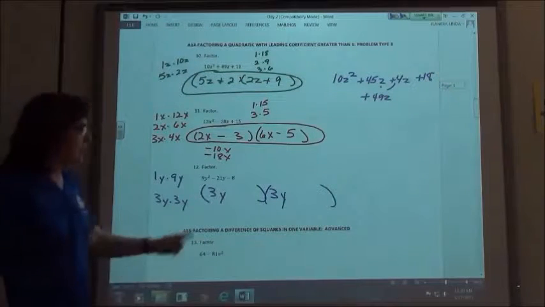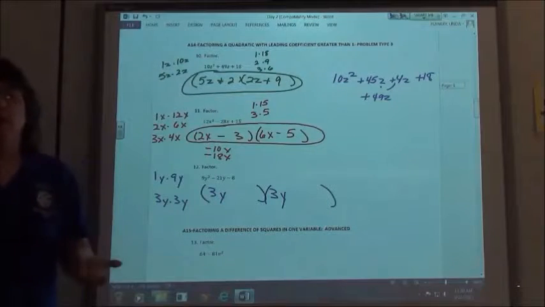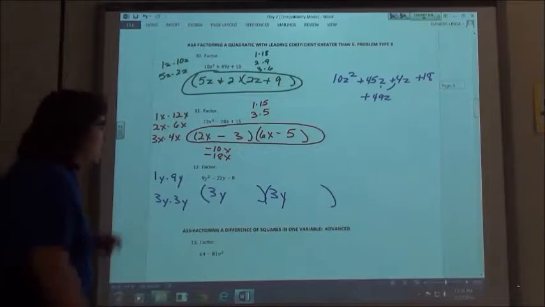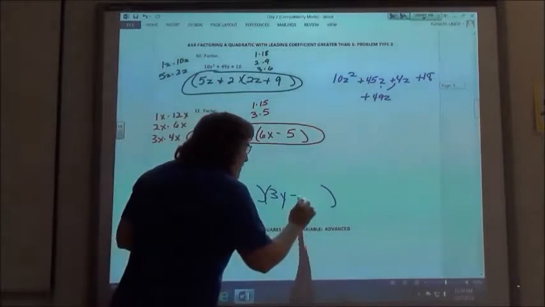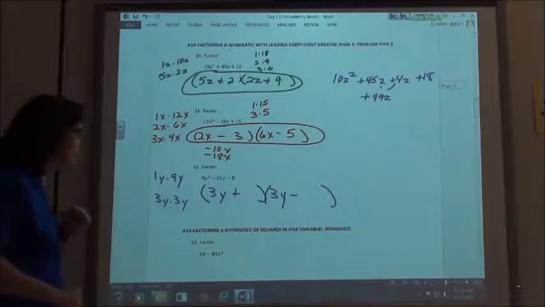This time, the end is negative. If the end is negative, you've got one positive and one negative. You don't know which place they go. You're just going to guess and check. If you get the right middle number but the wrong sign in front of it, switch your signs around. Don't move your numbers, just switch your signs.